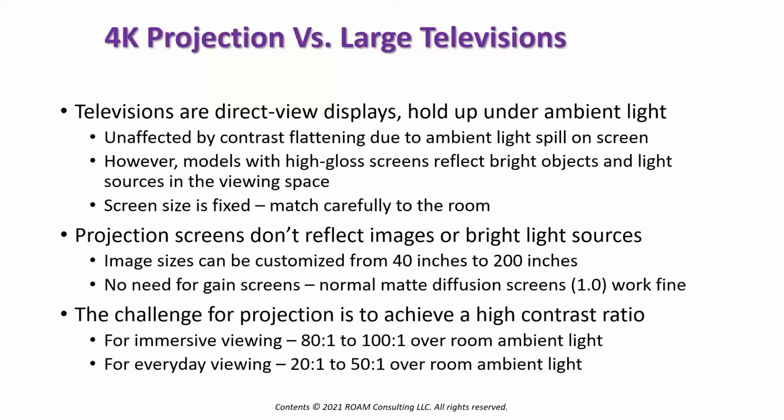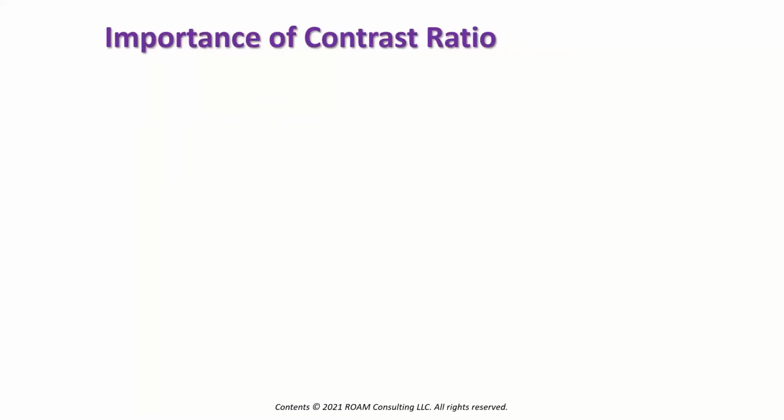So the real challenge for projection is to get that high contrast ratio. And we really want to be in a target of 80 to 100 to 1 over room ambient for immersive viewing. For everyday viewing, it'd be 20 to 1 to 50 to 1, if you're going to watch the news or other programming, where we're not that worried about it. So I want to show you the importance of the contrast ratio with a few slides here.